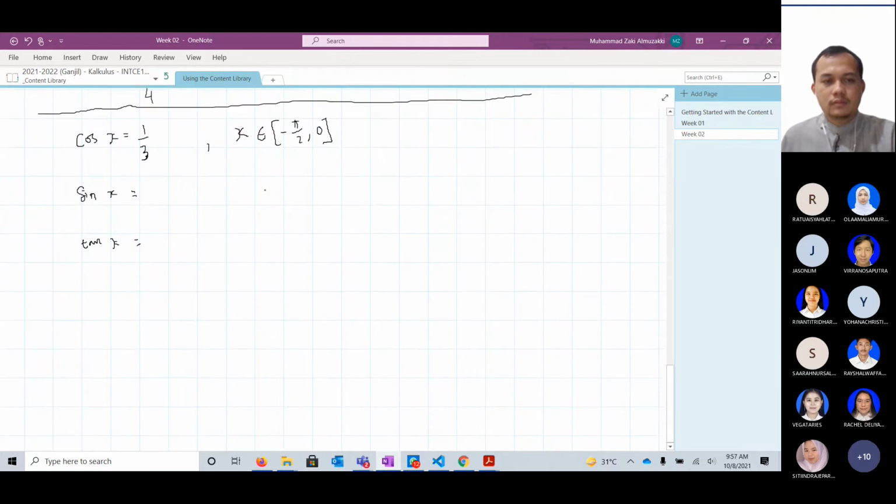So x in minus pi over 2 up to 0, in which quadrant? First quadrant, second quadrant, third quadrant, or fourth quadrant in this case? The triangle is in which quadrant? Fourth quadrant, because it is from minus pi over 2 up to 0. So now believe me that the triangle should look like this.